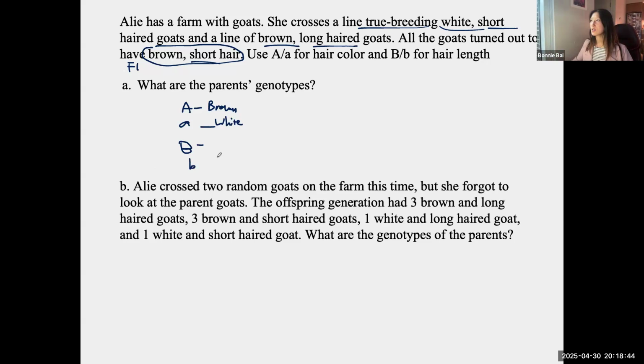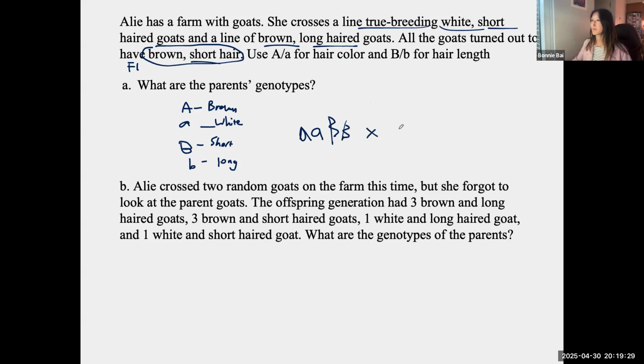We have big B for short, because that's the one that showed up, and then little b for the other one, long, I guess. Okay, so first it asks you the parents' genotype. Once you figure this out, then you look at the parents' genotype. The white short goat is little a. Just because it's true breeding homozygous doesn't mean they have to be dominant. That's two different things. It just means homozygous. It could be homozygous dominant or homozygous recessive. So little a, and then short is big B, big B.